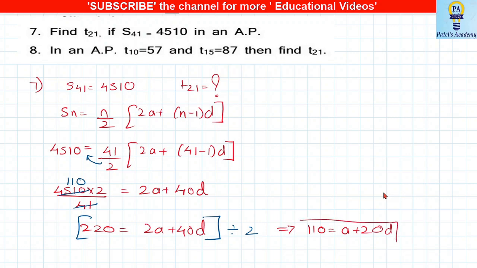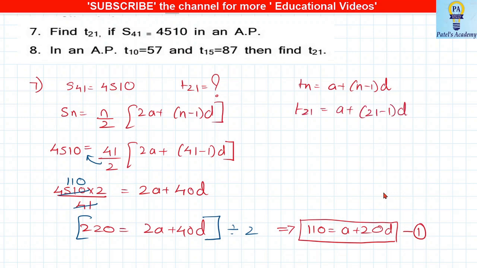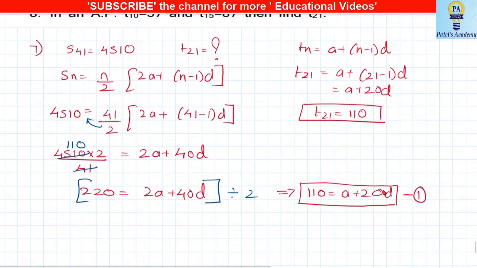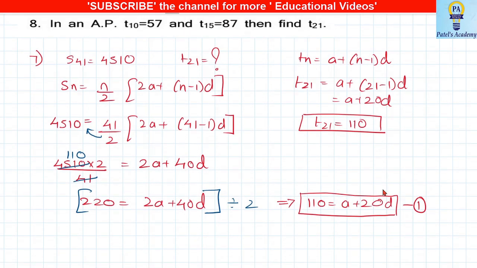Okay, so let me mark this equation as 1. Now the question is you have to find out the 21st term. So we are using Tn equals a plus (n minus 1)d. So we are finding the 21st term. So that is a plus (21 minus 1)d, that is nothing but a plus 20d. And we know that a plus 20d is 110. Okay, so we got the answer for the 7th one.